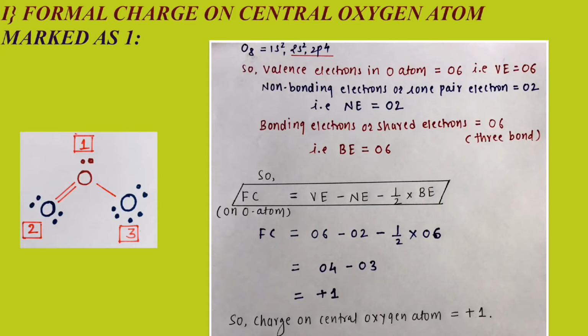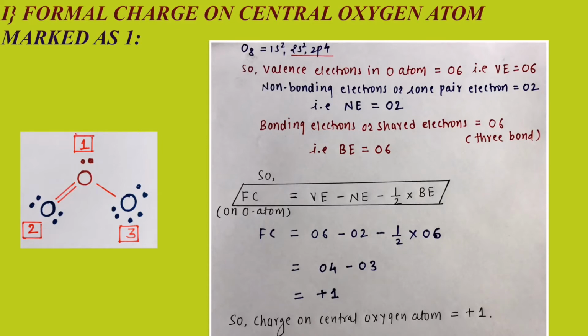Now the number of non-bonding electrons, or the lone pair of electrons, on the oxygen atom equals 2. Therefore Ne will be equal to 2, as the central oxygen atom contains only one lone pair of electrons. Now next, the bonding electrons, or the shared electrons, equal 6, as the central oxygen atom forms 3 bonds with the remaining 2 oxygen atoms. So total 6 shared electrons, or bonding electrons. So we get the values of Ve, Ne and Be.